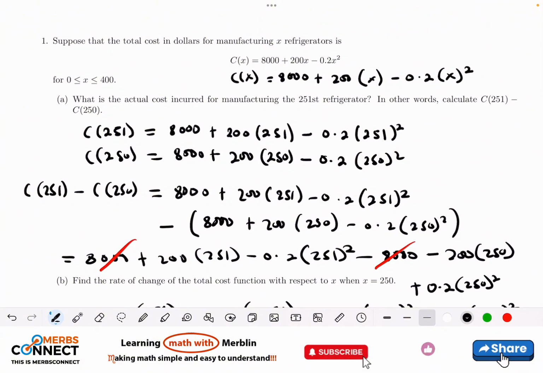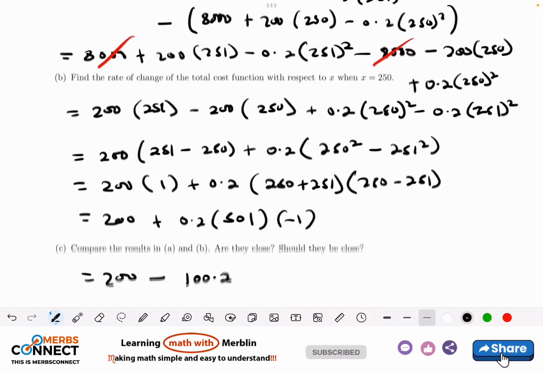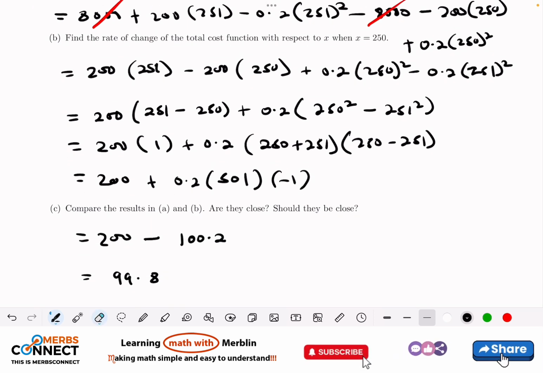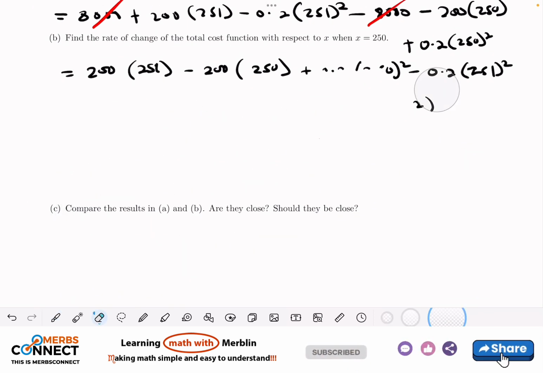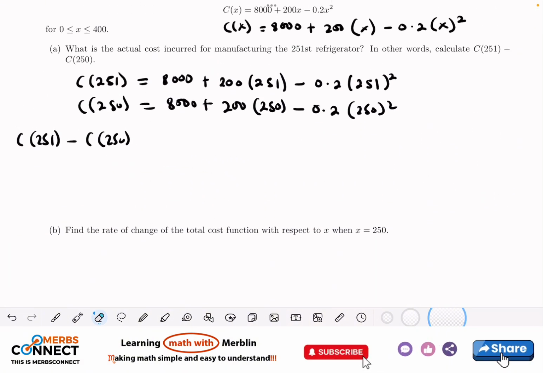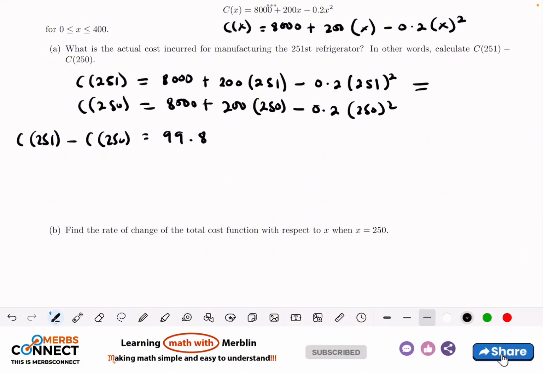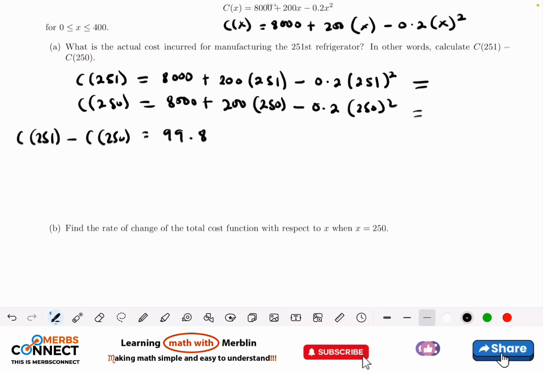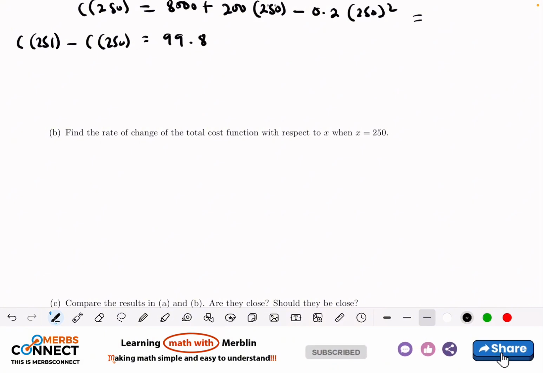So it means that let me clean up the solution. I hope you followed. So if I'm cleaning up the solution, we've gotten 99.8. So if I'm cleaning up the solution up to the top, we are going to have this one to be equal to 99.8. So that's what you are going to get at the end of the day. So it means that you can use a calculator to verify this one. So the result that you are going to get is 99.8.